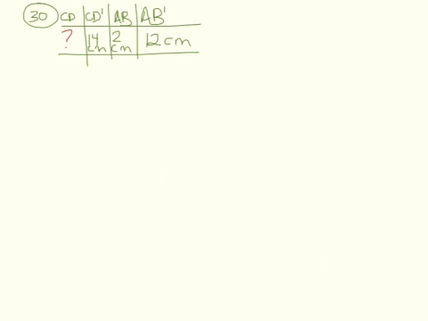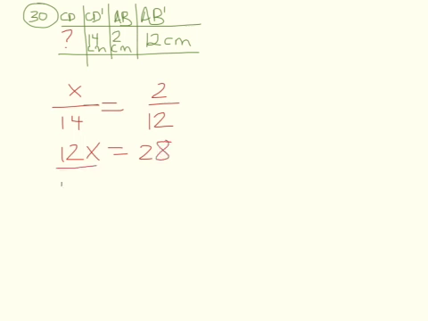Okay, on number 30, we're just supposed to fill in the missing information from the table. So I need to find CD, so that's going to be my x. I know it corresponds to C prime D prime, which is 14. And then I can use AB, 2, and that corresponds to A prime B prime, which is 12. So cross multiply, 12x. 14 times 2 is 28. Divide everything by 12. And so that makes CD equal to about 2.3 centimeters. It's 2.3 repeating, so if I round, it's 2.3.